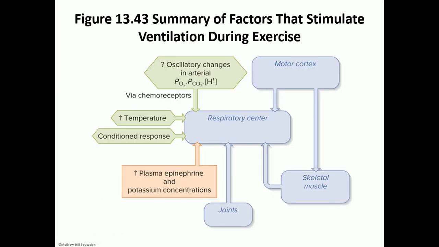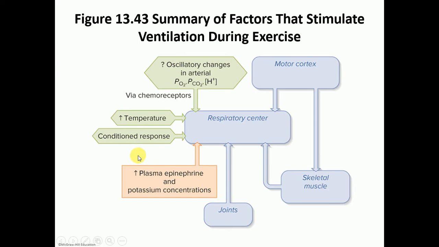So what is it that stimulates the respiratory center during exercise? There is the motor cortex. Your motor cortex, in the frontal lobe, is going to send stimuli to the skeletal muscles to exercise, and at the same time, it's also going to send motor impulses to the respiratory center to stimulate breathing. Your skeletal muscles, through proprioception, will also send stimulatory impulses to the respiratory centers, and joints as well, through proprioception.